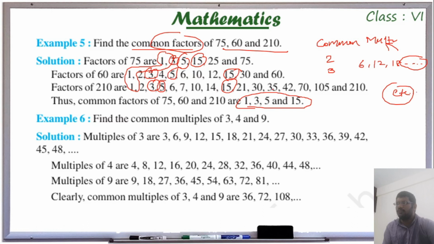So find the common multiples of 3, 4 and 9. You can simply write the multiples of 3, the multiples of 4, and the multiples of 9. Choose the common number. Here the common number is 36. 36 is the first number in common. Then the next numbers will be twice that, 72, then 108, etc.